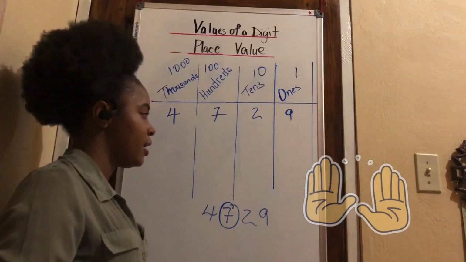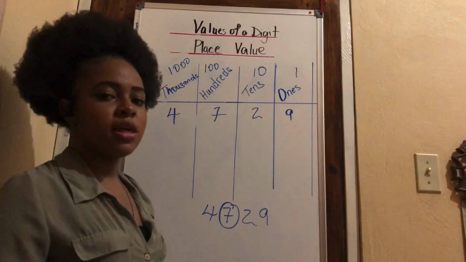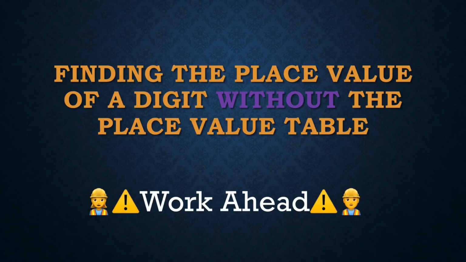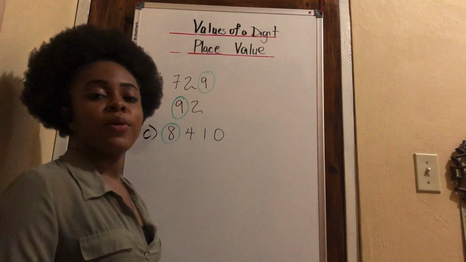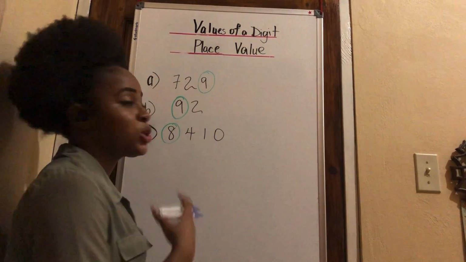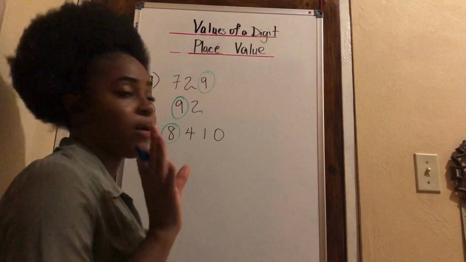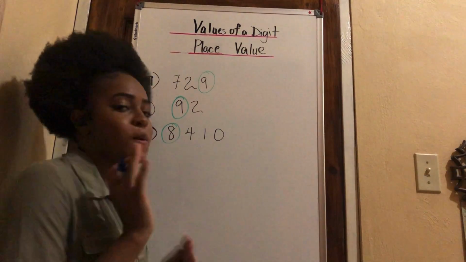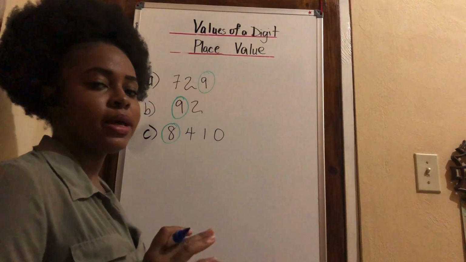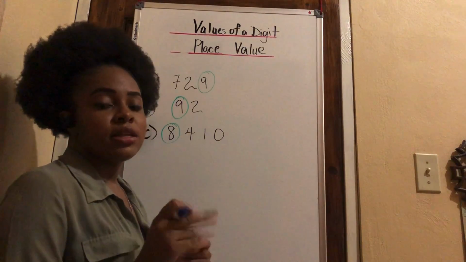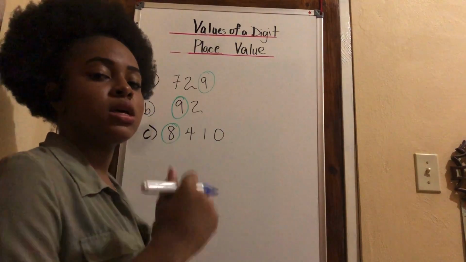All right, good. Now let's try to do this without the table. Let's get ready to rumble! So we have 3 examples on the board. We're trying to find the place values of the digits that are circled in green. Now I'll do the first example. Remember that the first thing we try to do is identify the positions of our digits, and we start from the furthest right.